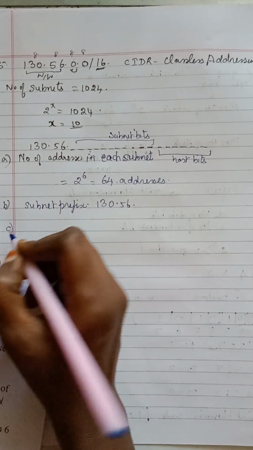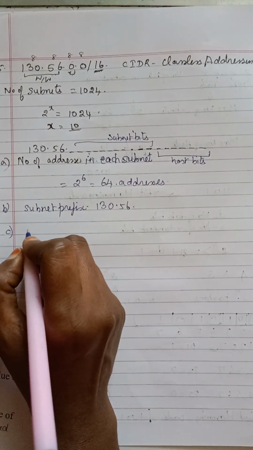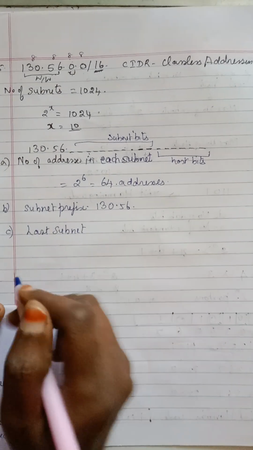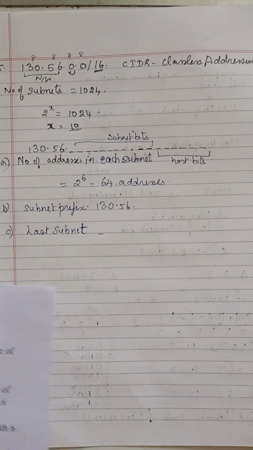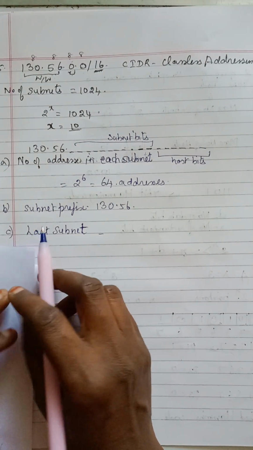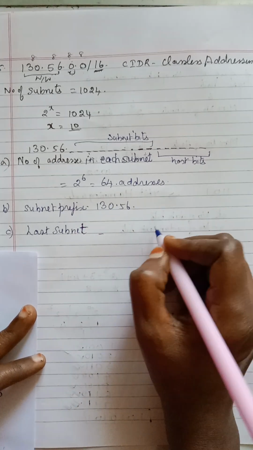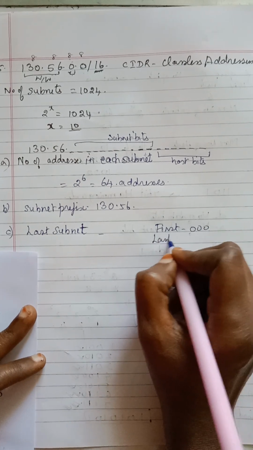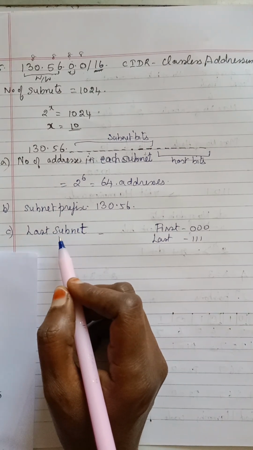Now next, find the first and last address of the first subnet. So how to find the first and last subnet? One tip I'll give: when they ask about the last subnet or first subnet, remember first means all the bits are 0. Last means all the bits are 1. That's it.